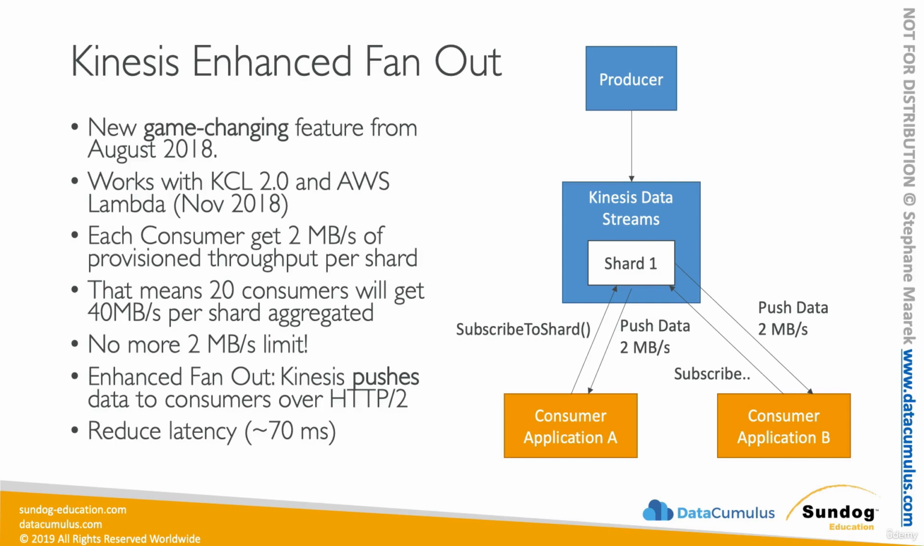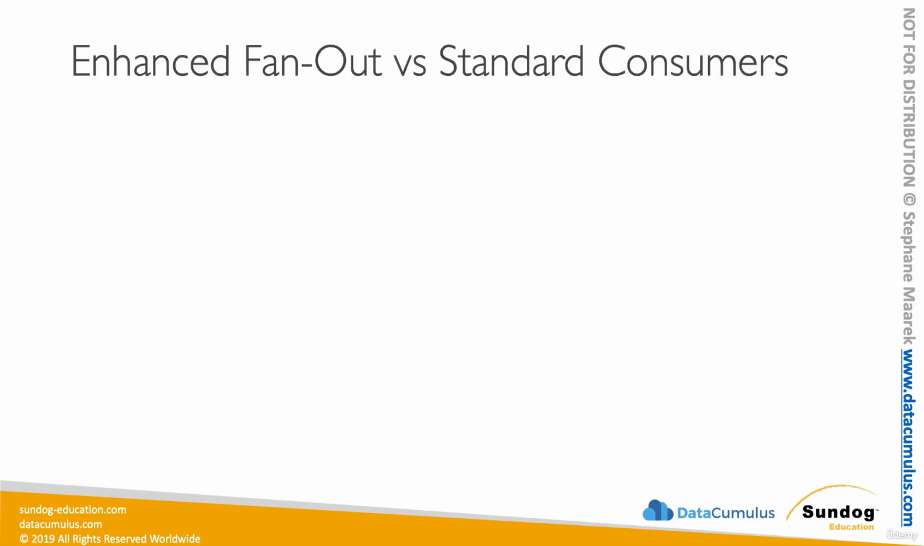Obviously, you have to pay for it a bit more, and the pricing page on AWS will help you understand how much you have to pay. Now, what's the difference between Enhanced Fanout and standard consumers, and when would you use each of those?